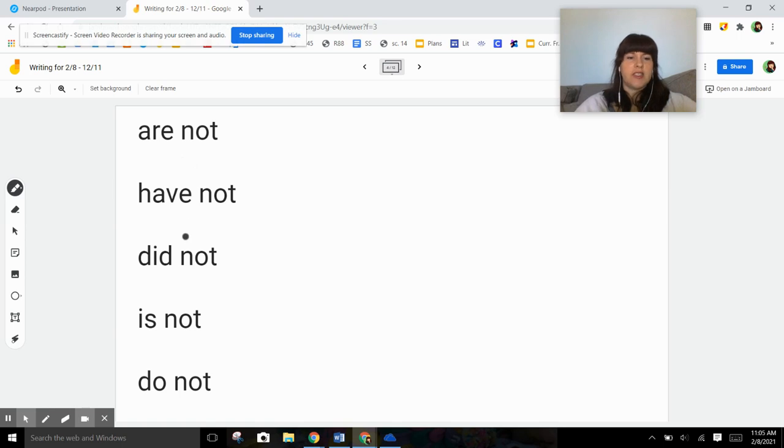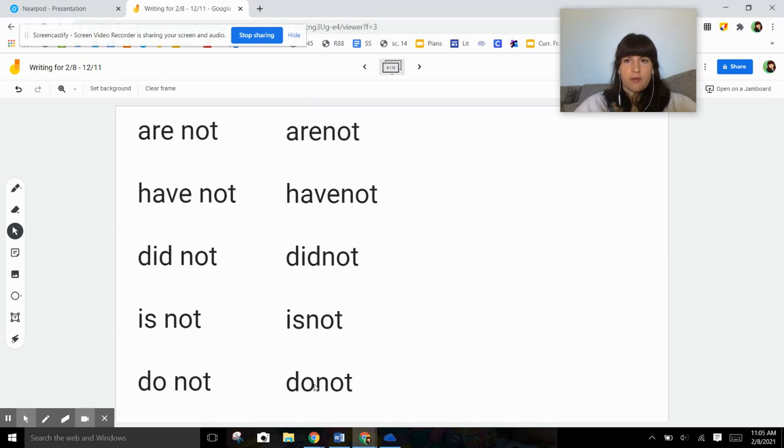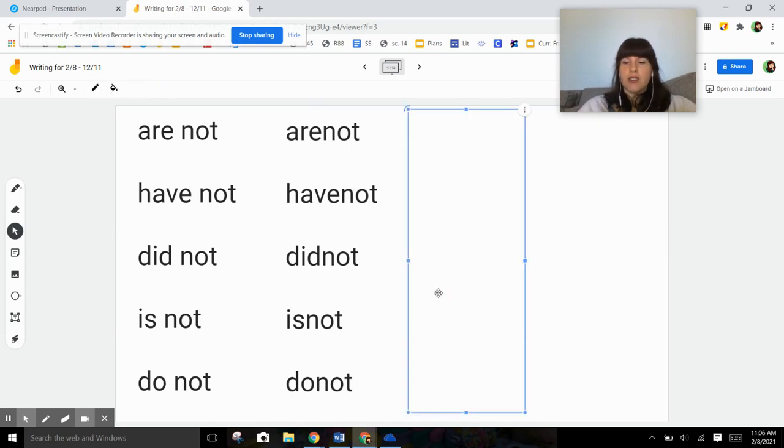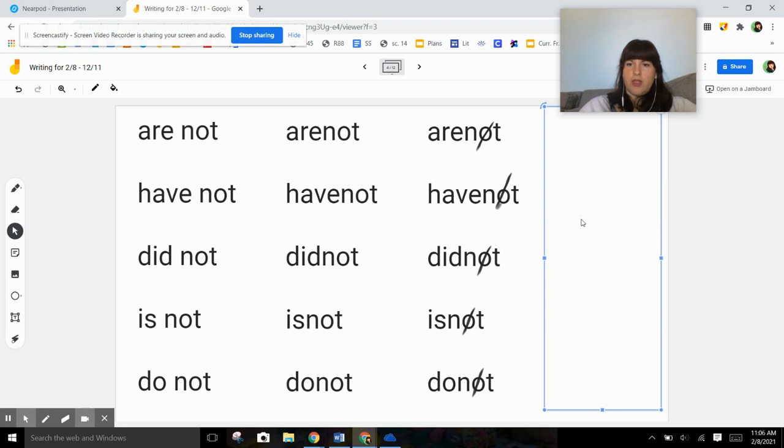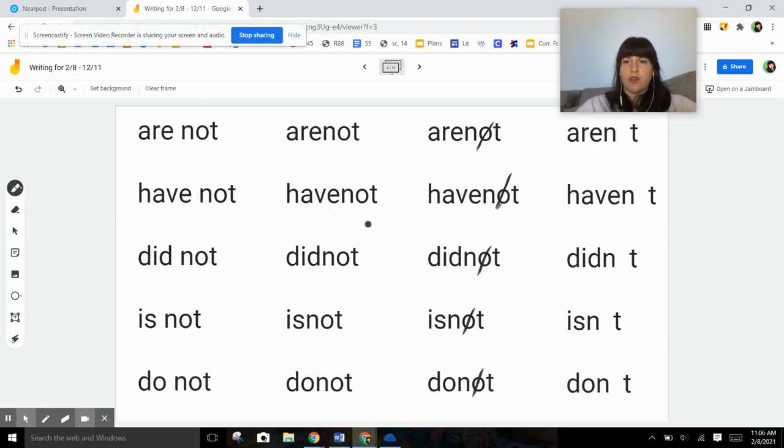So are not, have not, did not, is not, do not. First step that we do is we squish them together because we're trying to make one word. The next thing that we do is we take away the O's. We don't need those O's anymore in there. And then the next thing we do is we drop those O's, but we leave a space because that space we're going to fill with an apostrophe. So we add little apostrophes for that, and that takes the word are not to aren't, have not to haven't, did not to didn't, is not to isn't, and do not to don't.